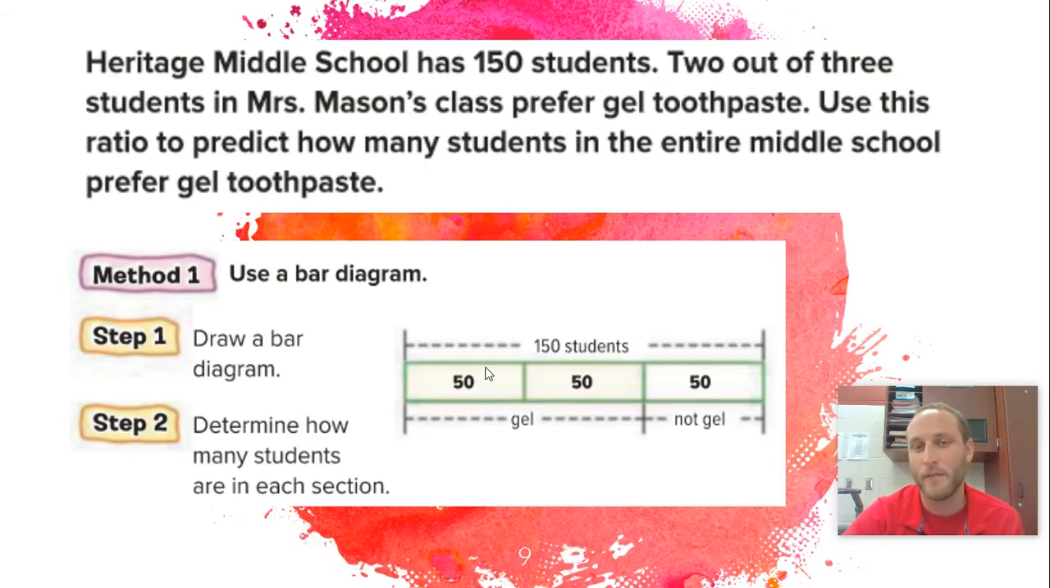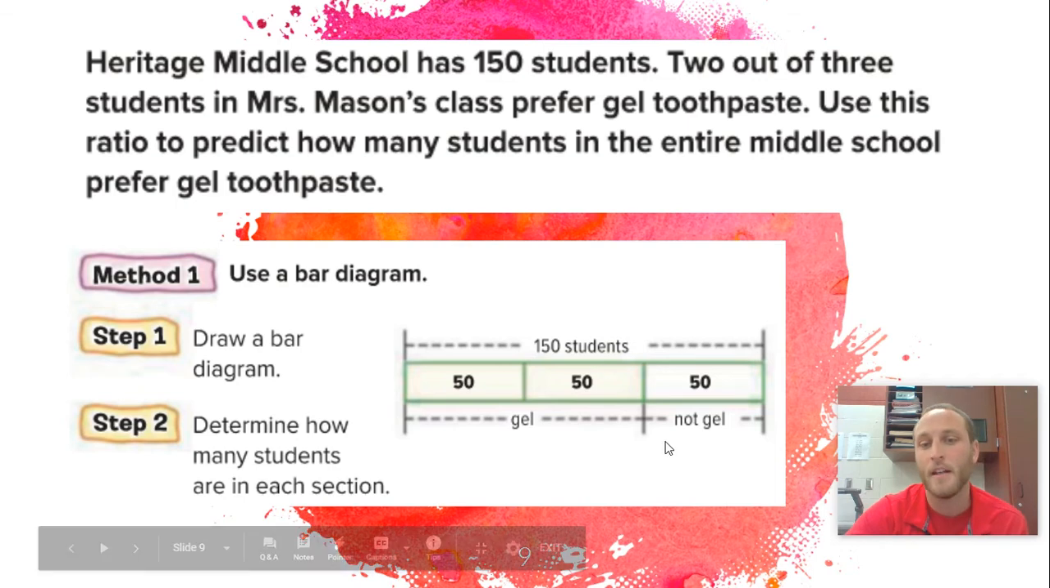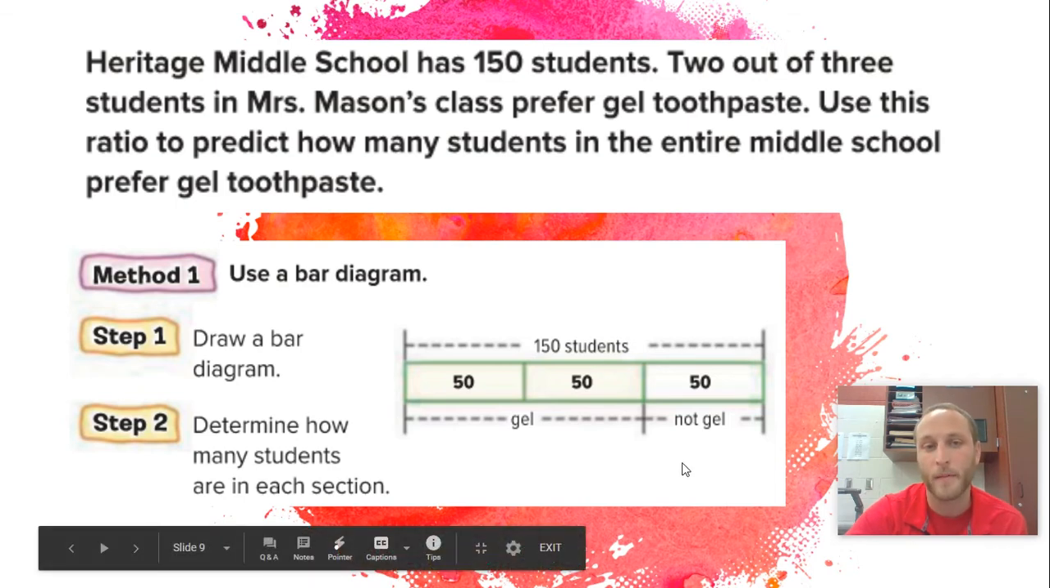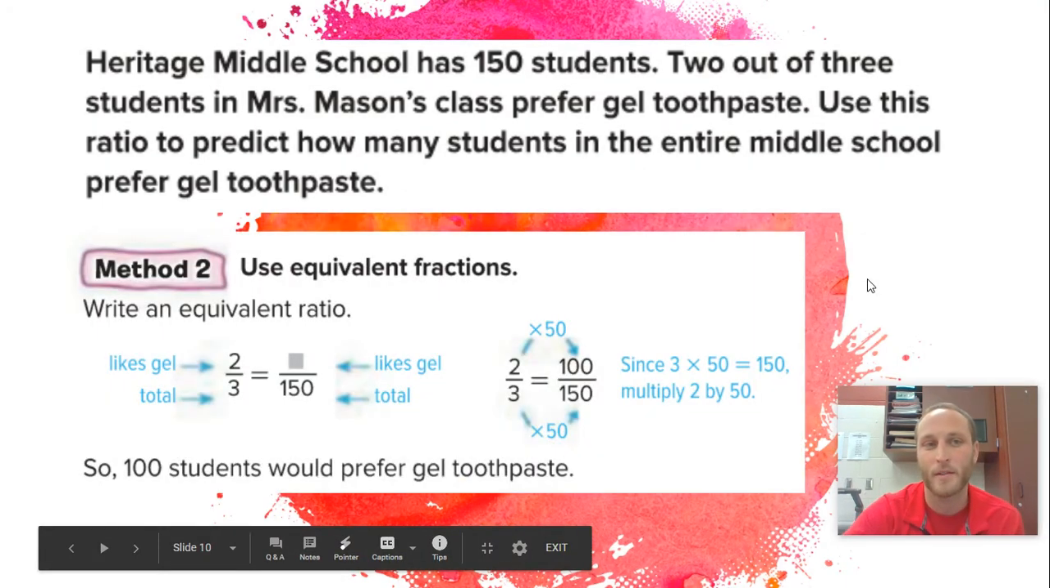This might be a little bit confusing to some of you, but this is a way that you can set up a bar diagram to figure out how many students prefer gel toothpaste altogether. So if I have 2 out of 3 preferring gel toothpaste, I can see that 50 plus 50 is going to give me 100 that do prefer it. But I think the easier way, and the way that I'm probably going to practice more in class, is going to be this way, using equivalent fractions, because we just practiced that.